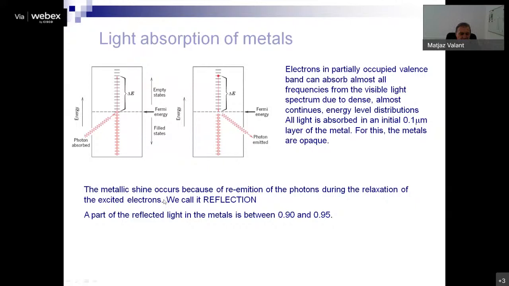And of course, this is what we also sometimes call reflection. So it's just this emission of everything and relaxation of everything in the upper layers of a material. So the part of the reflected light is high. Almost all light is reflected, just a little bit is lost. So we are coming up to 90–95%.